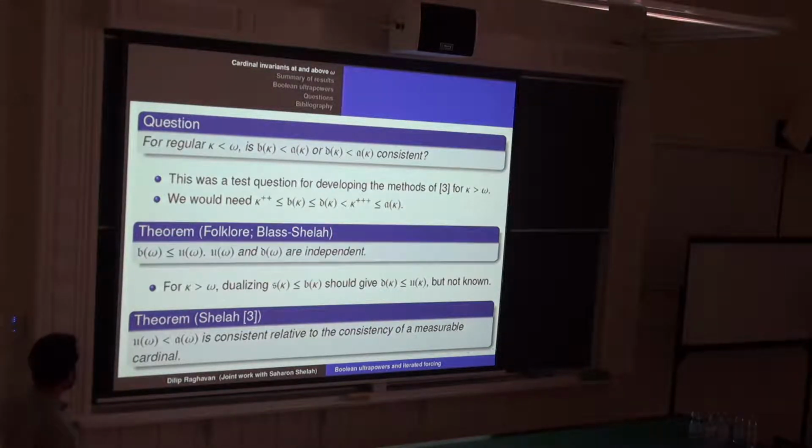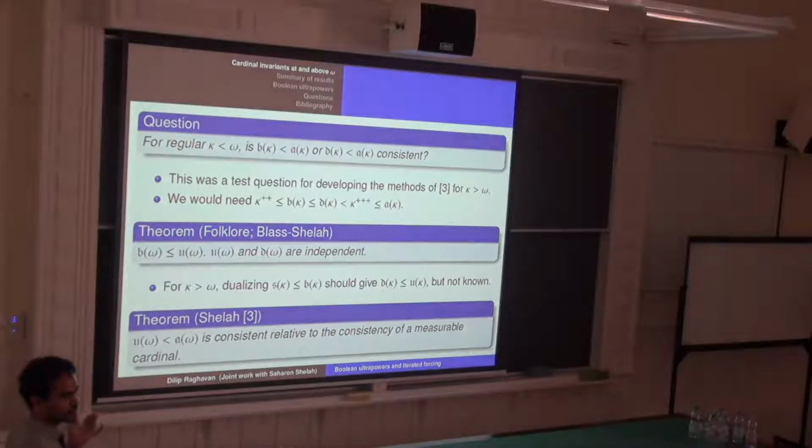Okay, and then in the same paper where Shelah showed the consistency of D less than A, he proved the consistency of U omega less than A omega, relative to a measurable cardinal. In this result, he did not manage to eliminate the measurable, so it is still an open problem whether in ZFC you can show the consistency of U omega less than A omega.